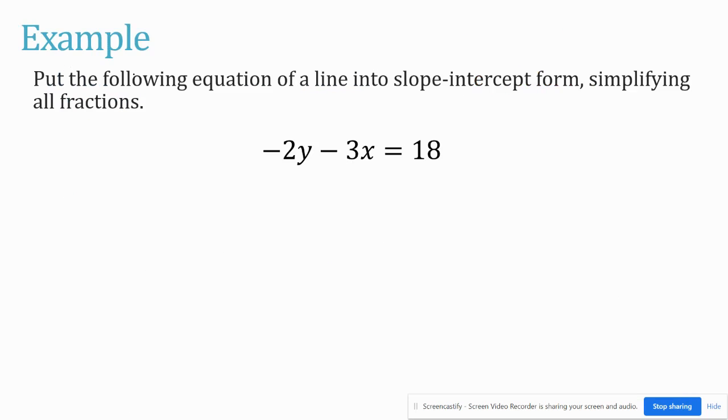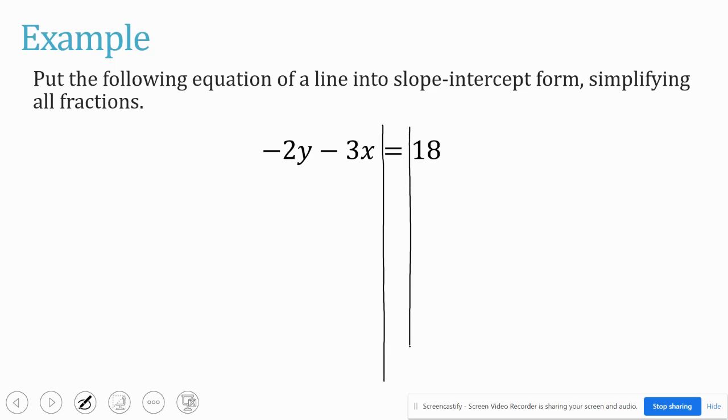Put the following equation of the line into slope-intercept form, simplifying all fractions. So the first step, well, I'm going to draw those train tracks. Let's stay organized here. And then the first step was to add or subtract the term with x. So here we have this negative 2y in front, minus 3x equals 18. We want to move the term with the x.